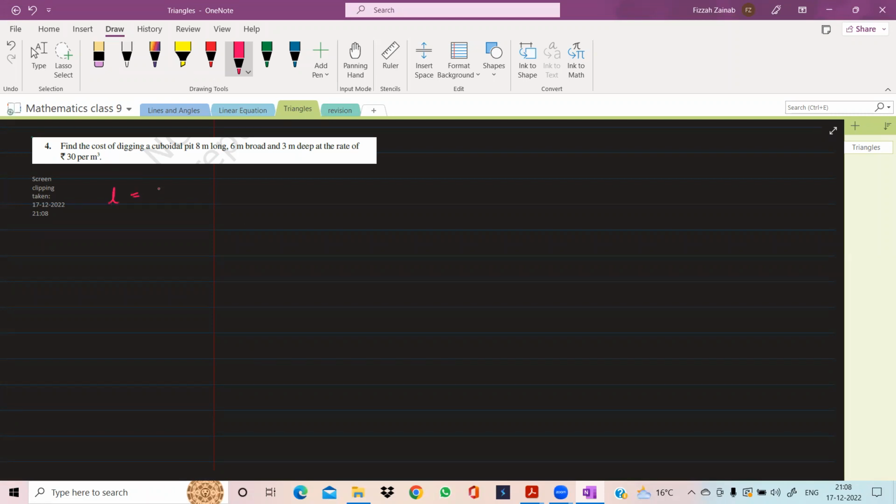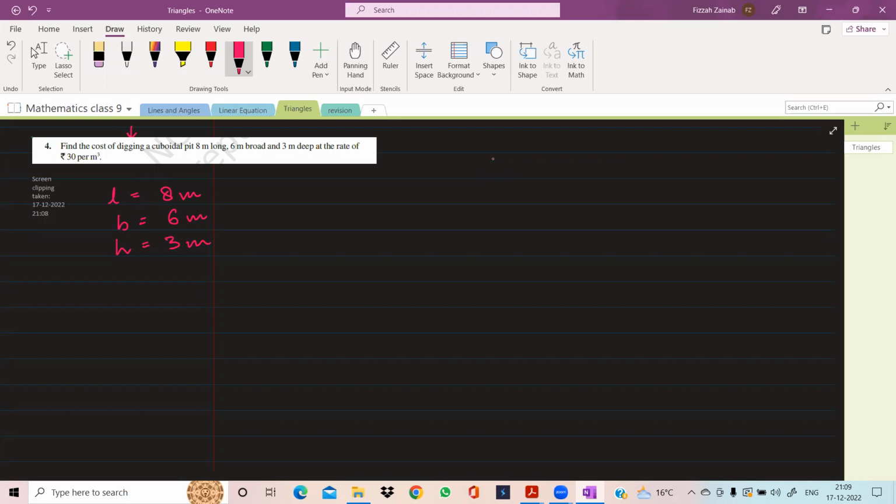So dimensions you write down. Length is 8 meter. Breadth is 6 meter. And depth, right? Depth or height, you can call it 3 meter. Now, please pay attention. This is the cost of digging here, right? Earlier, it was cost of painting or something like that. Cost of fencing or cost of painting. Here, digging. So that means you are digging some space inside it.